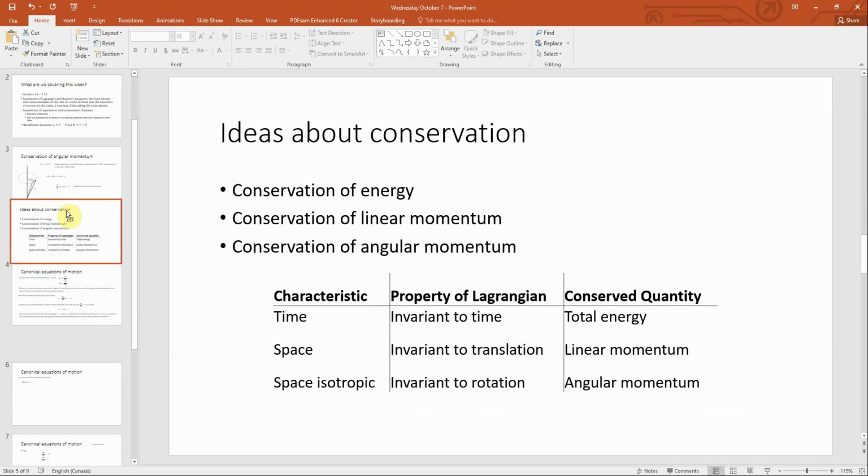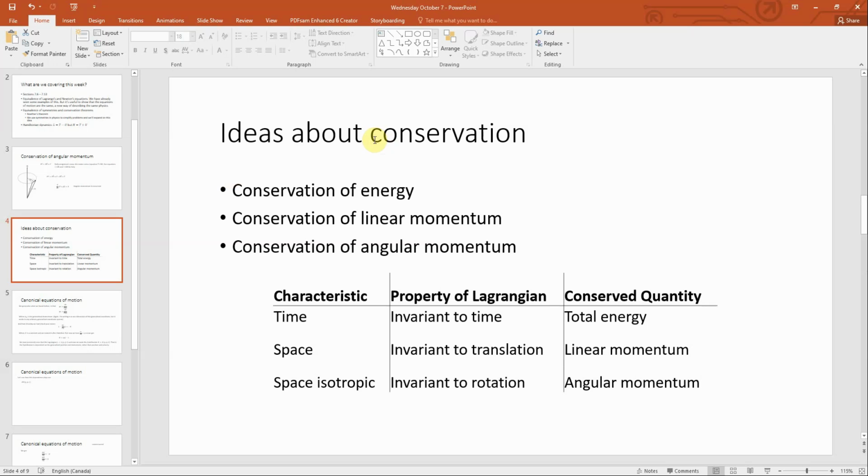Oh, this was put in the wrong place. I'll move this slide.